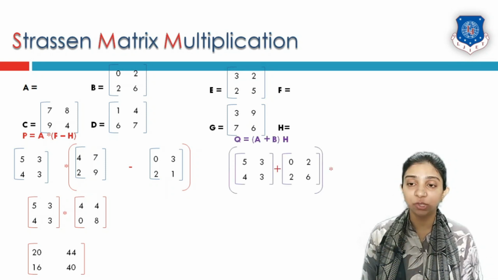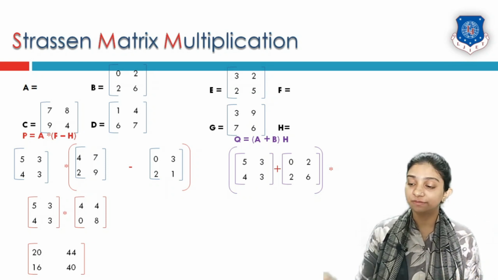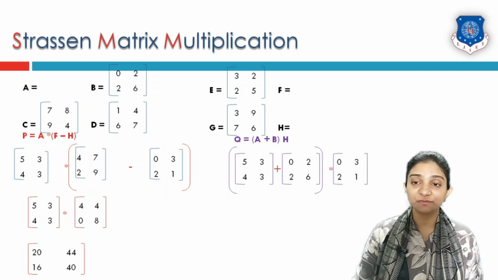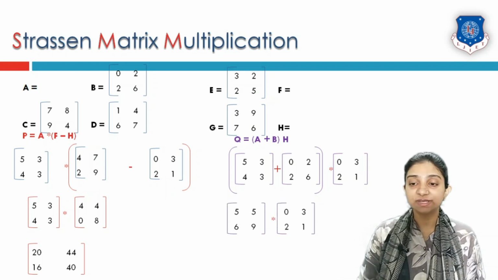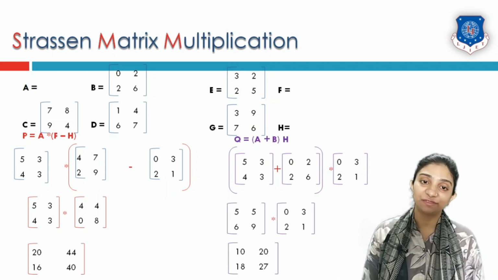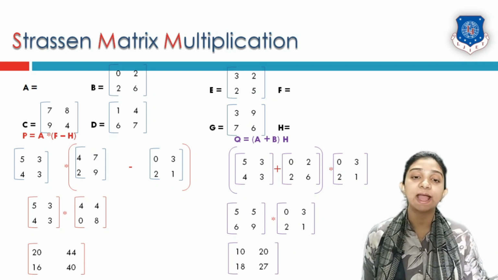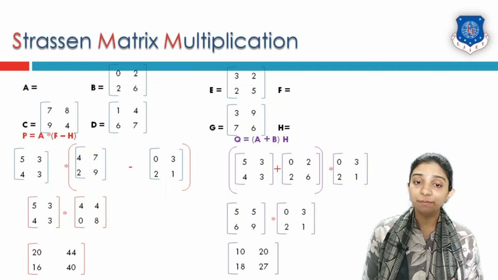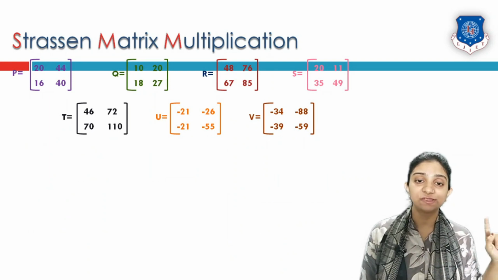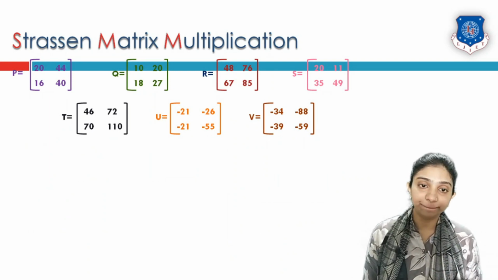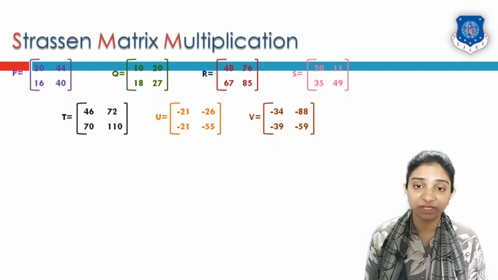Similarly, I will calculate Q, which is A plus B into H. So matrix A is substituted plus matrix B substituted and the result will be multiplied with matrix H. And the result calculated and obtained matrix Q is this one. So we have here calculated matrix P and matrix Q. Similarly, you have to calculate remaining matrices R, S, T, U and V with the help of formulas of Strassen's matrix multiplication.